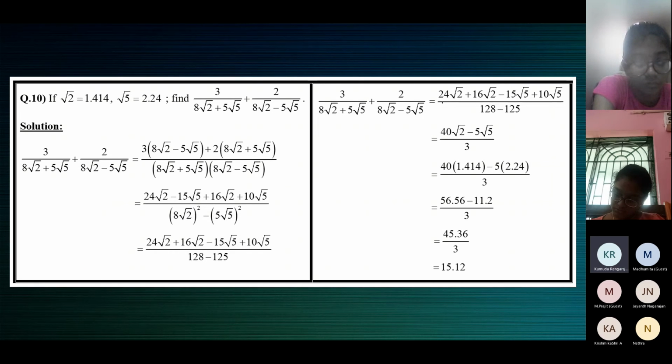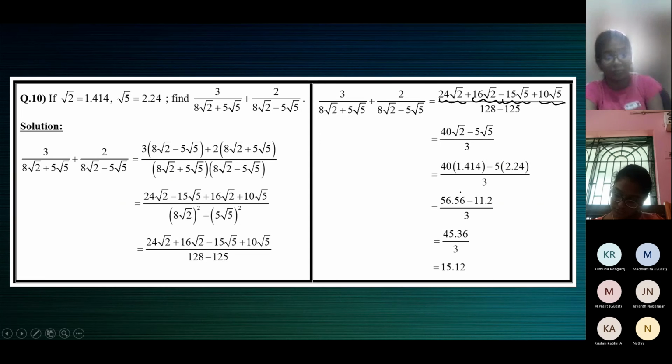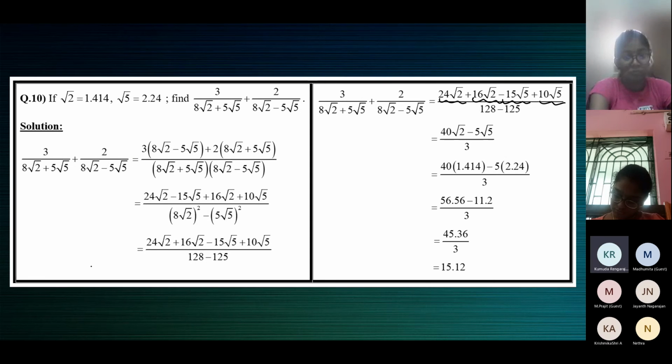So children, 24 root 2 plus 16 root 2 minus 15 root 5 plus 10 root 5. I think that step I've repeated. I've typed it 2 times, I think. I'll take it away once. Let me just remove this. After this step, I've just done it 2 times. That's all, nothing else.